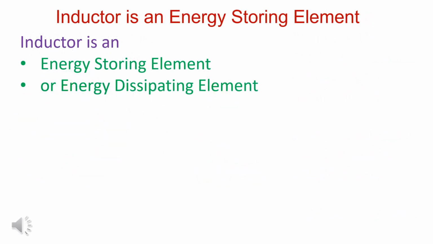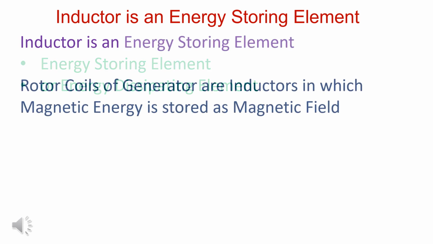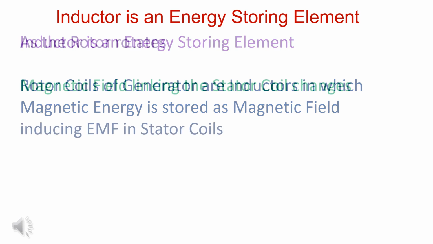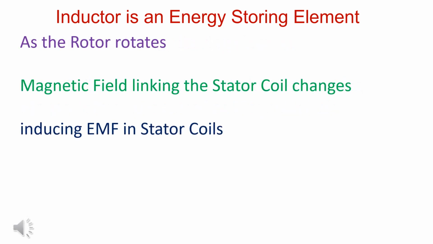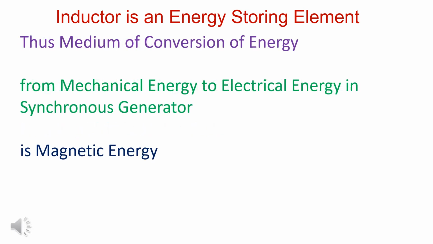Inductor is an energy storing element or energy dissipating element? It is an energy storing element. Rotor coil of a generator is an inductor. Magnetic energy is stored in it as magnetic field. When the rotor rotates, magnetic field linking the stator coils changes, inducing EMF in the coils. Magnetic energy is a medium of conversion of energy in a generator.